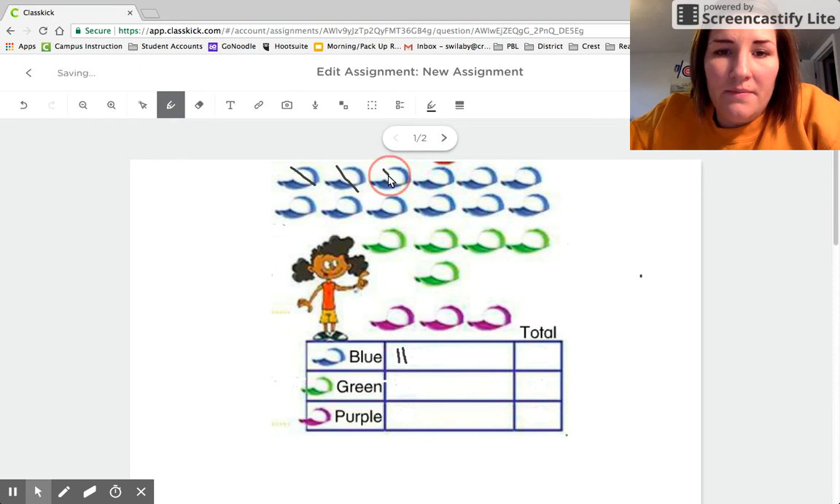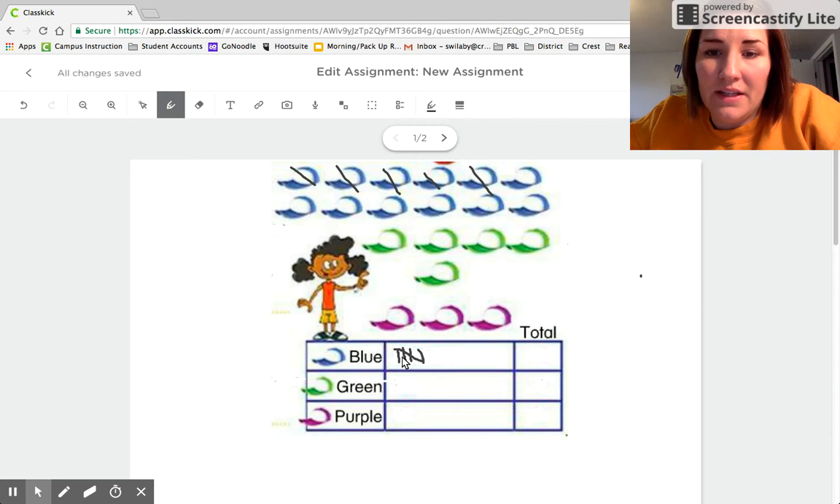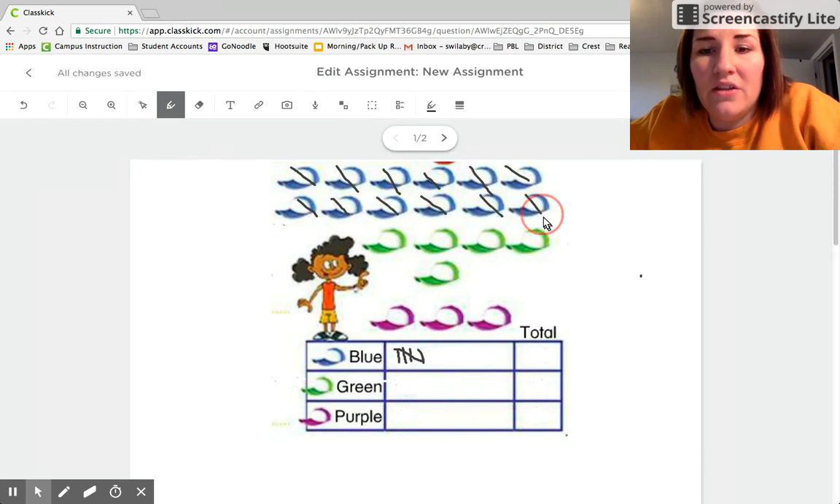There's another one, another tally. So I keep crossing off. And remember, as I've gotten 4, on my 5th one, I'm going to go across so I can see really easily. Another way that I can do it as well, if I don't want to go back and forth, that's a little bit faster. If I counted 1, 2, 3, 4, 5, 6, 7, 8, 9, 10, 11, 12. So there's 12 blue hats total.